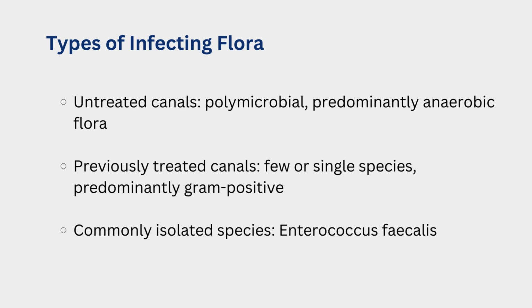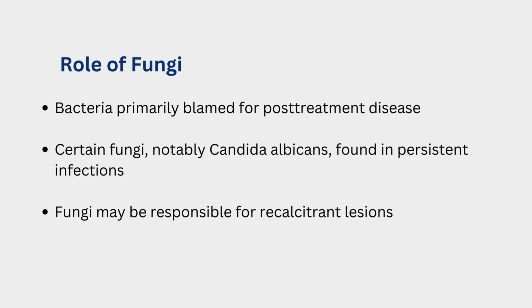If previous root canal treatment was performed poorly, such that the canal space contains no obturating material in the apical half, its flora is more typical of the untreated necrotic infected pulp than that of classic failed root canal therapy. While bacteria are primarily blamed for post-treatment disease, certain fungi, notably Candida albicans, are frequently found in persistent endodontic infections and may be responsible for the recalcitrant lesions.